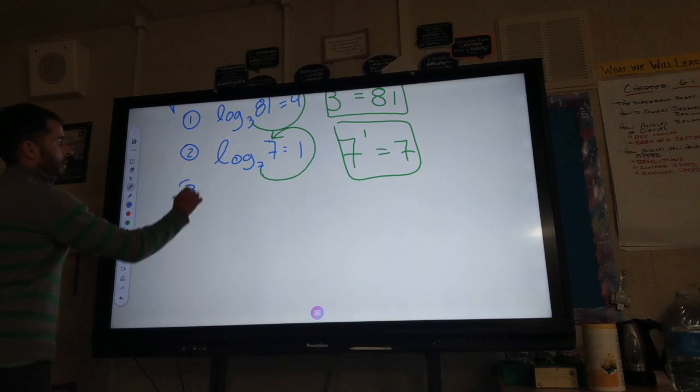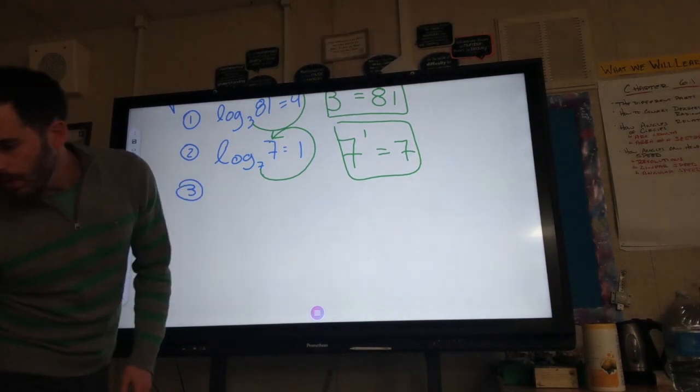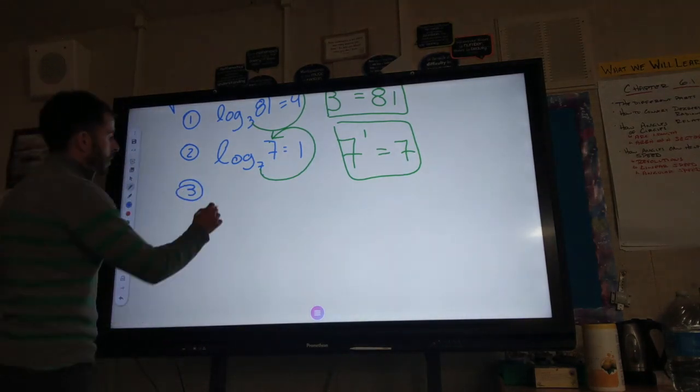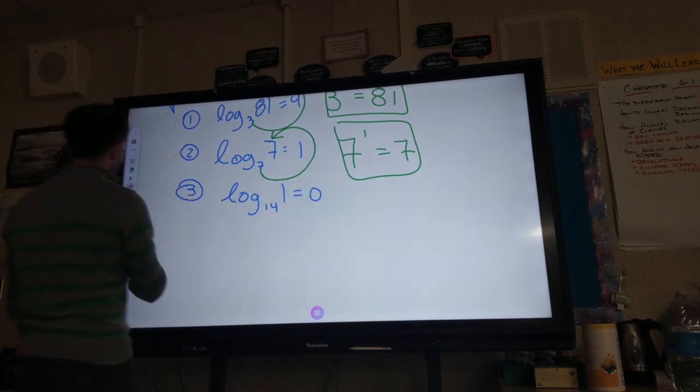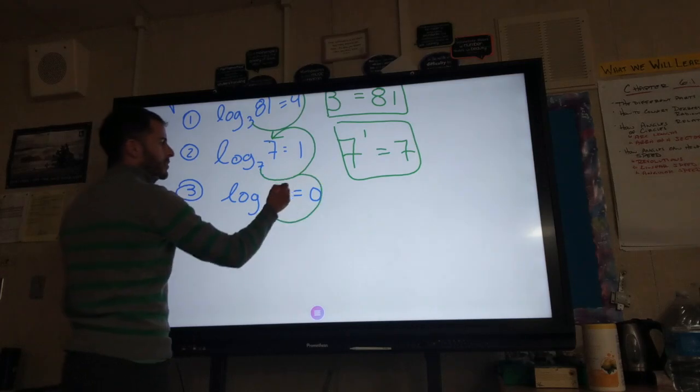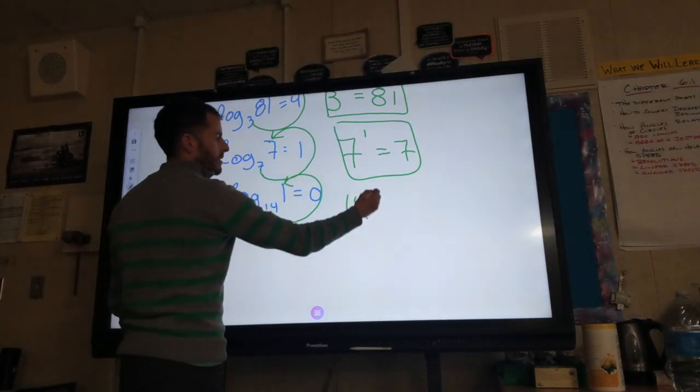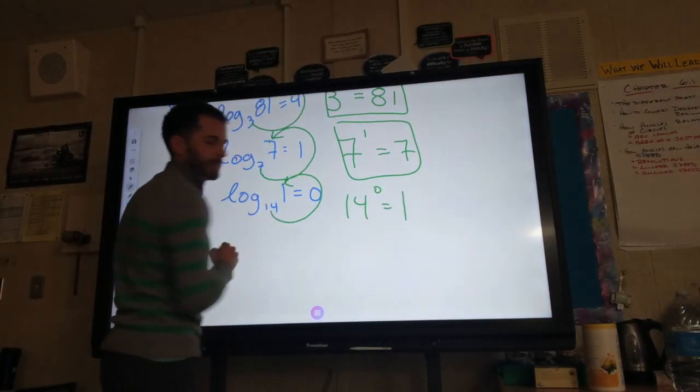Let's do 3 and 4 a little quicker. Log base 14 of 1 equals 0. So I need to convert, and I swoosh. 14 to the 0 power is 1.